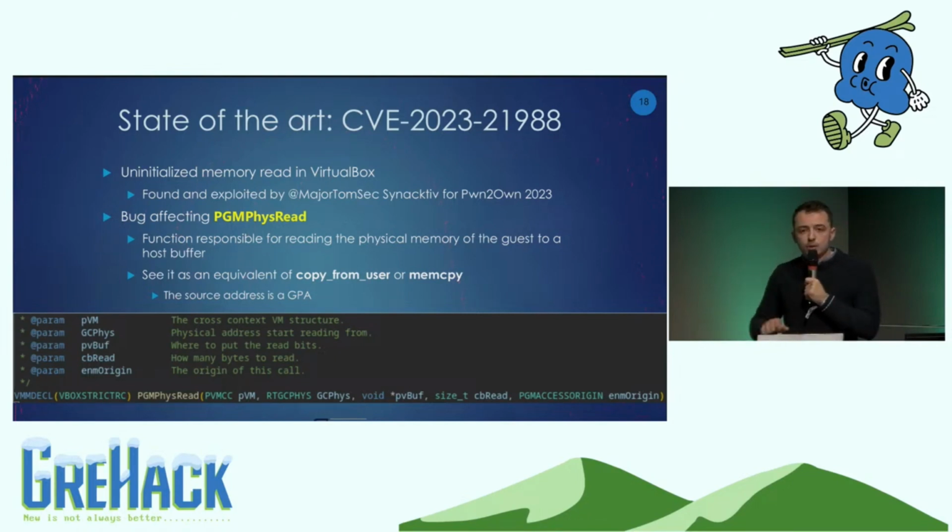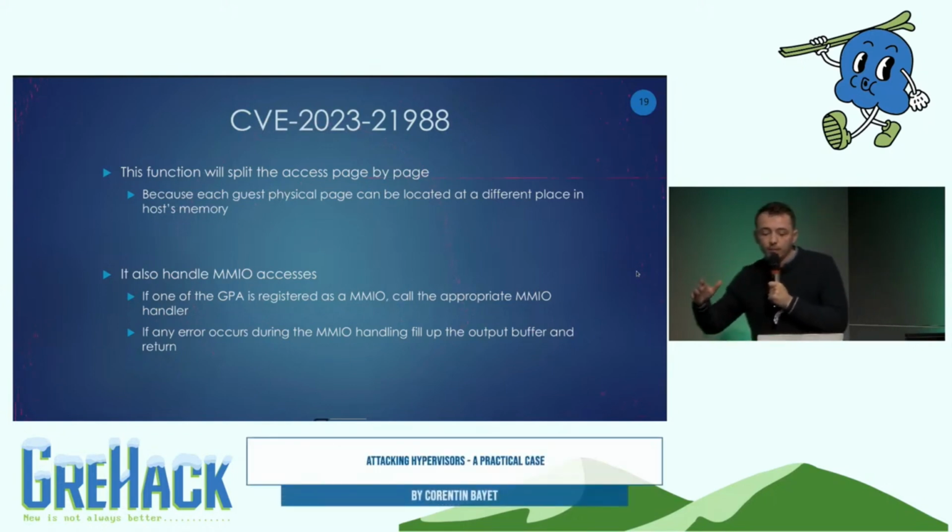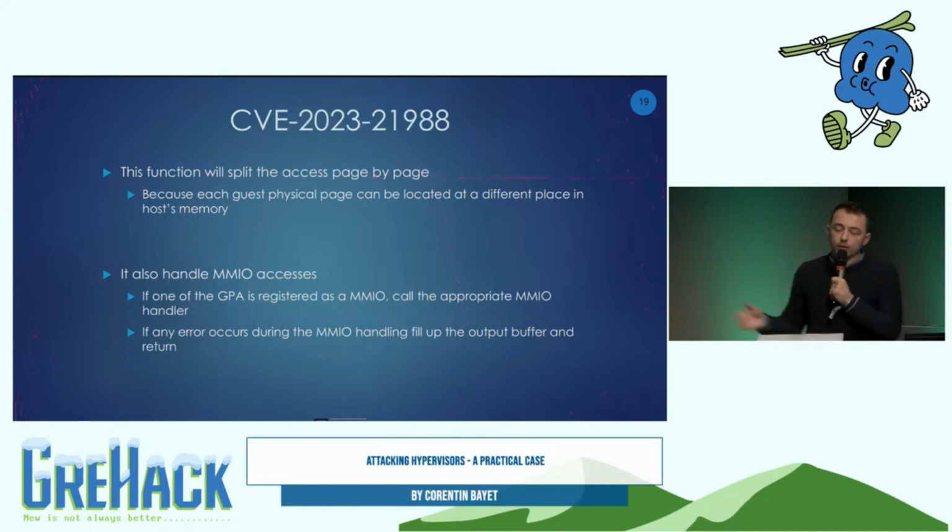So the function PGMPhysRead is used a lot in the code base because it's basically the function responsible for reading the guest physical memory. It will take a source, the source address is the GPA, the guest physical address, and it takes a buffer on the other side, and it will just memcpy from the guest memory to the host memory. So to do that, the function has to do two things. The first one, it has to split the access page by page, because each guest physical range can be located at a different place in the host memory because it's not one-to-one. The physical memory is usually not contiguous.